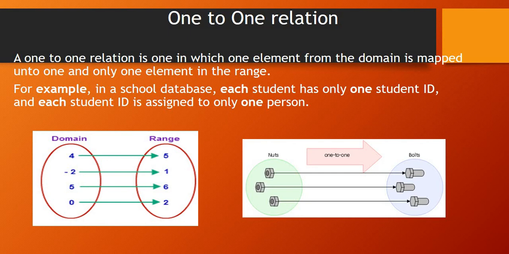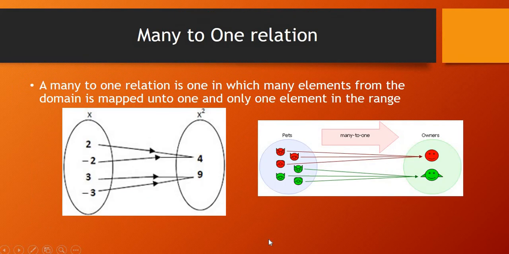So as you can see here, this diagram is demonstrating a one-to-one relation where you have one element in the domain mapped onto one element in the range. And for the second one, we have one element in the domain also mapped onto one element in the range. Let's look at the other one.